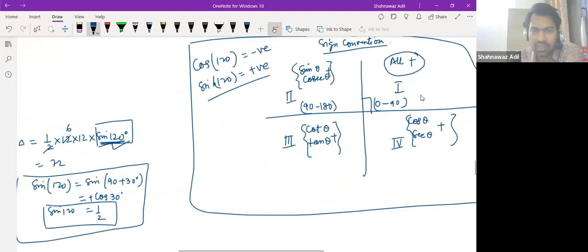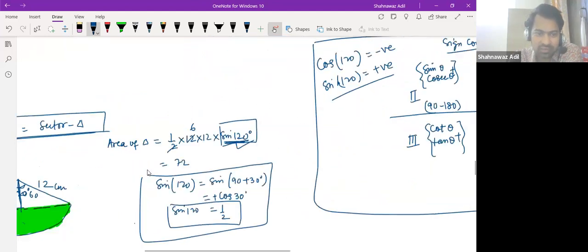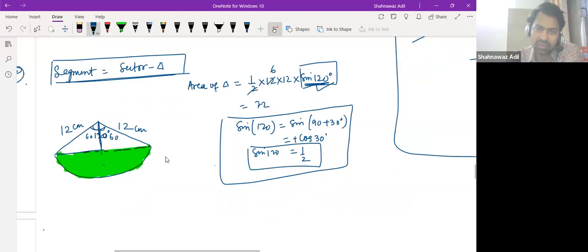This is easy. But can we use that in the exam? Yes, we can. We have to find out sine 120. So how we figure out sine 120 is not their problem, right? And this is also a good trick.